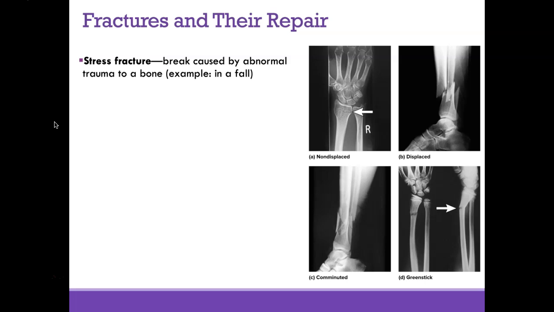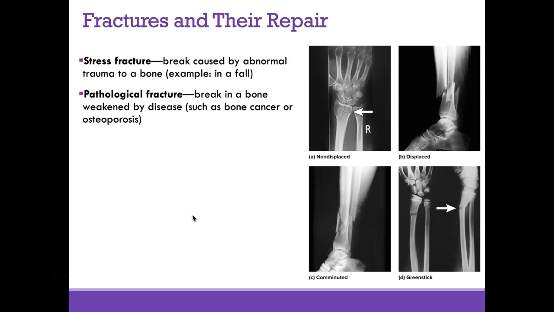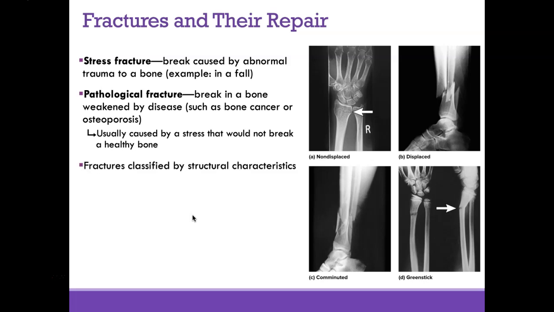So finally, I just want to talk about types of fractures. A fracture is a break in the bone that can be caused by one of two things. You can have a stress fracture. That's when you fall or something happens in an accident, so it's an abnormal trauma to the bone. You can also have a pathological fracture that's due to disease. That's more of a break that's due to bone cancer or osteoporosis, something that would not have normally broken a healthy bone. If a bone breaks when it normally would not have, it's pathological because it was probably due to the weakened bone itself. Fractures can be classified by their structural characteristics.